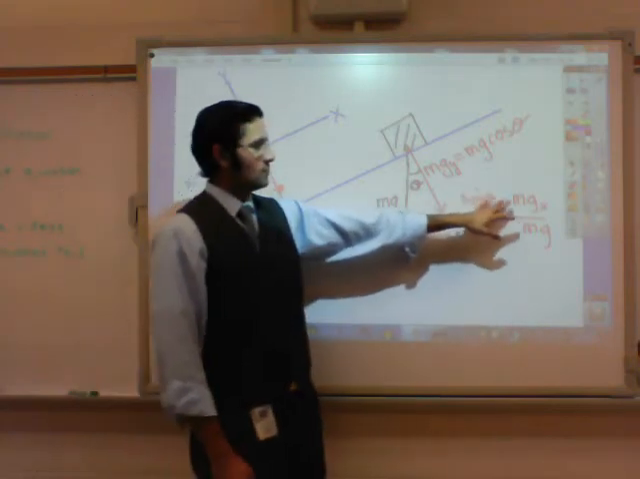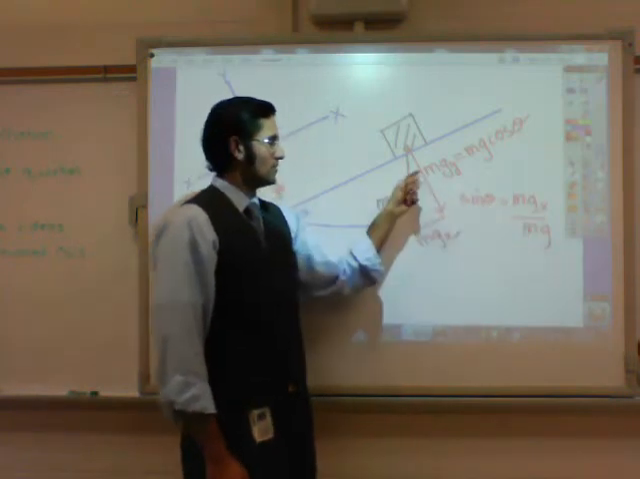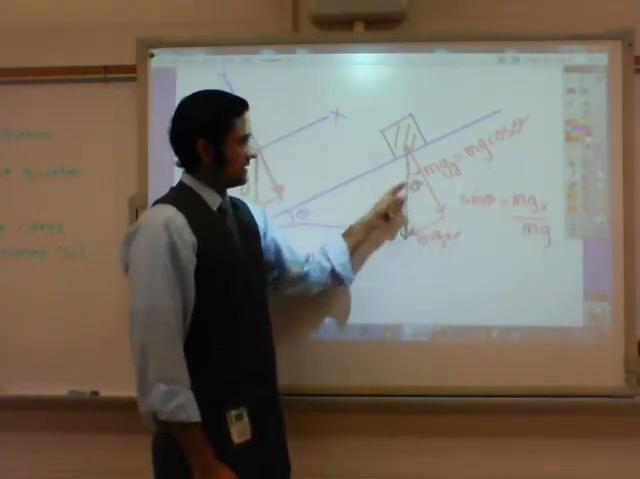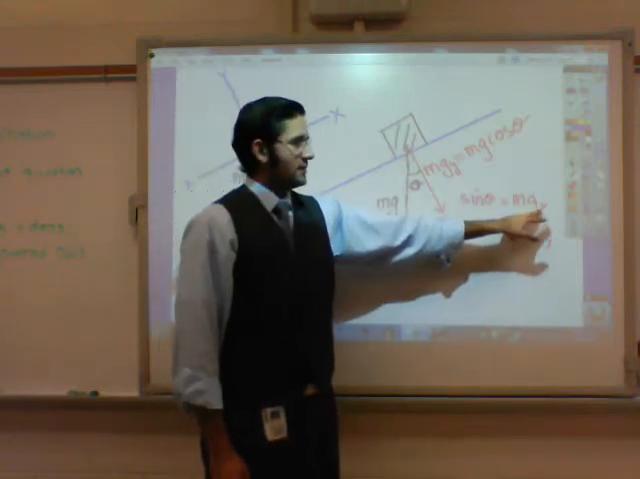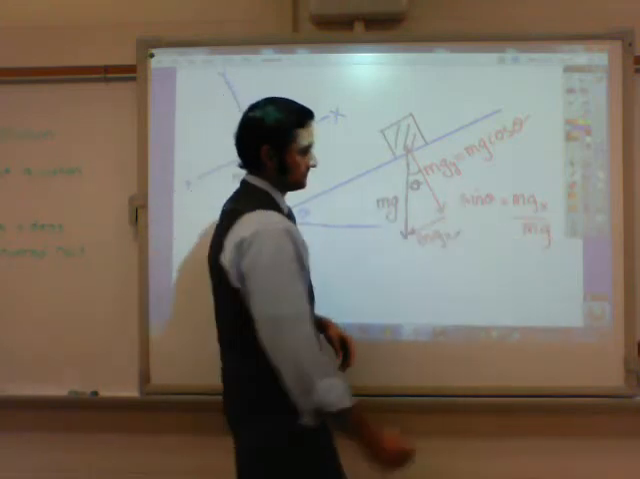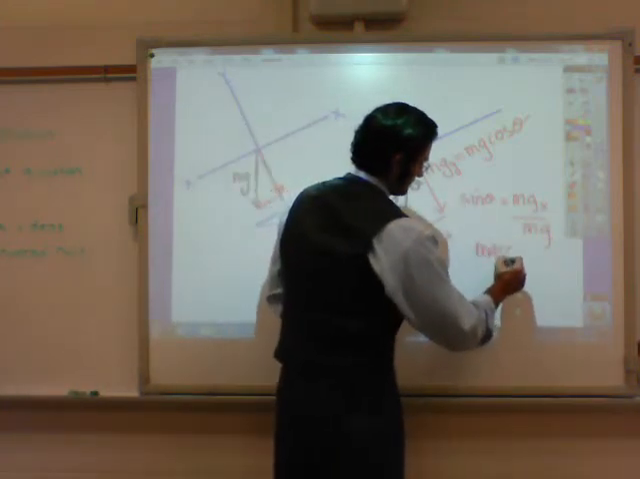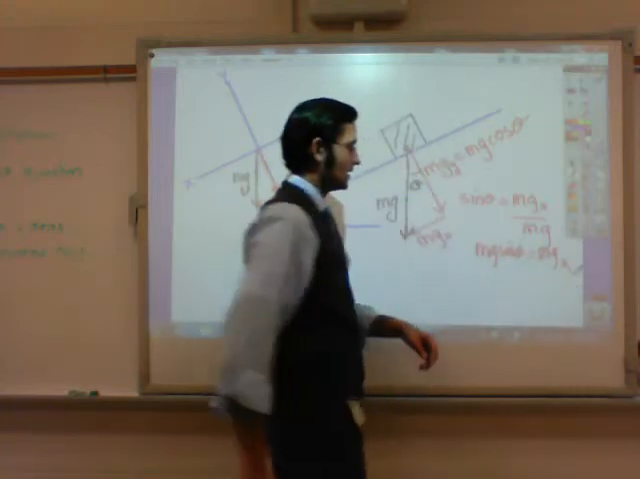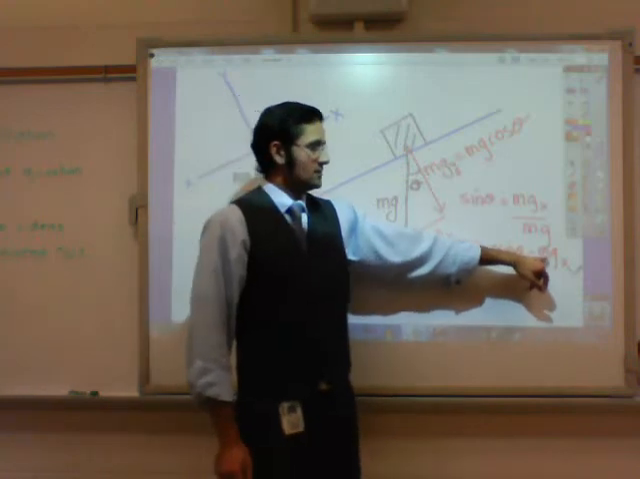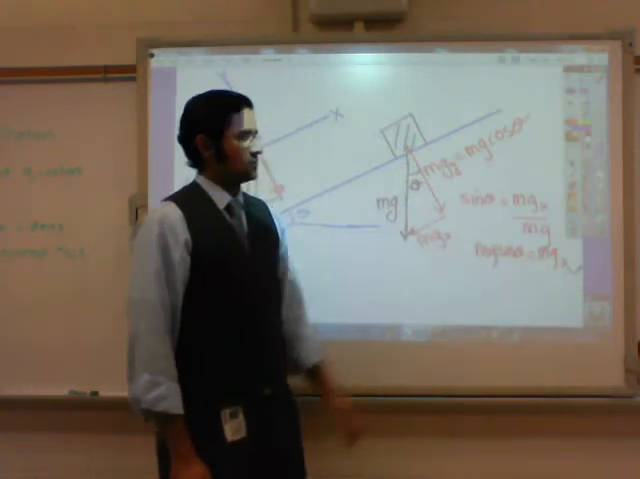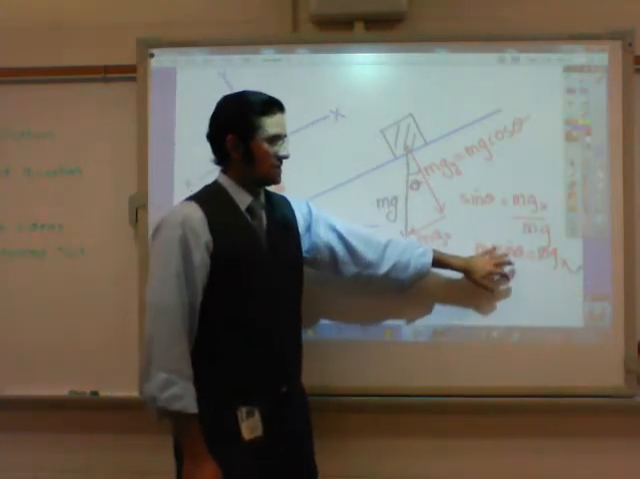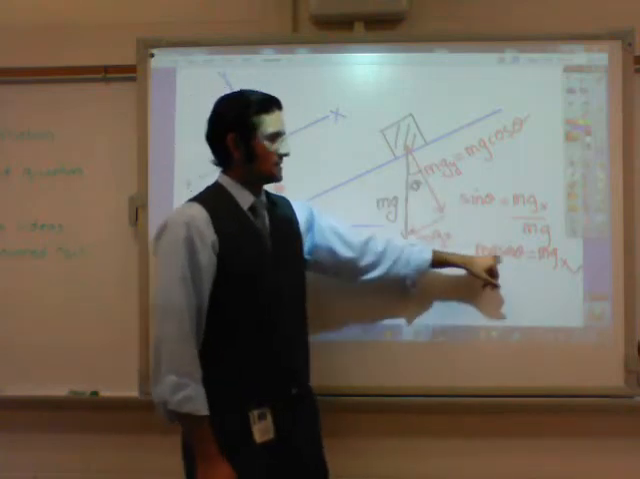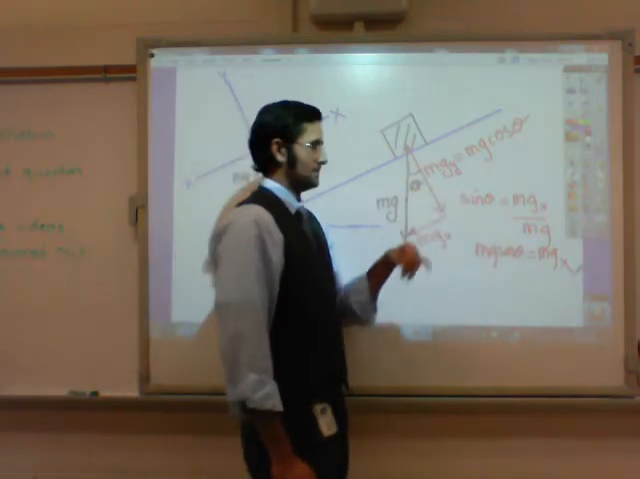And how do you find it out? Well, sine theta is opposite over hypotenuse. When you solve for mgx, you take the mg over. mg sine theta is equal to mgx. So that's what mgx will be equal to. It's going to equal mg sine theta. It's going to equal the hypotenuse times sine of the angle.